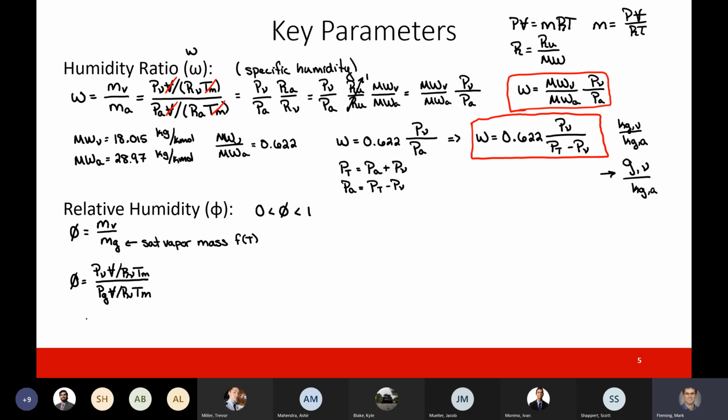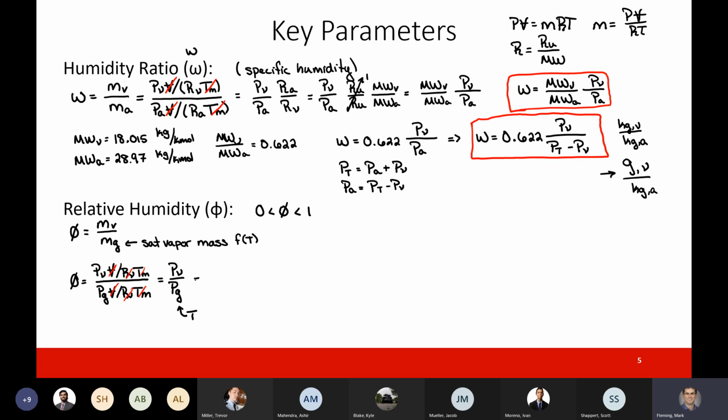And we realize basically everything is going to cancel. So volume cancels, R cancels, T cancels, because this time it's of the same substance. So we're comparing vapor to vapor. So what this ends up giving us is we have now the partial pressure of the water vapor divided by the saturation condition at that given temperature. So again, both of these values have the same temperature. And so when we look this up, we just have to now look up the saturation condition at that temperature.